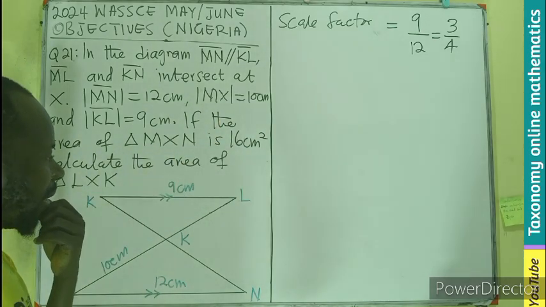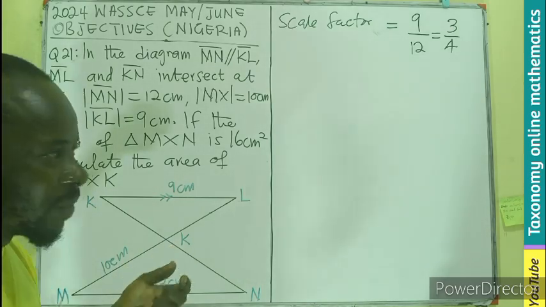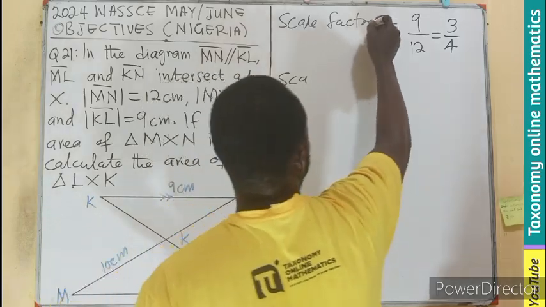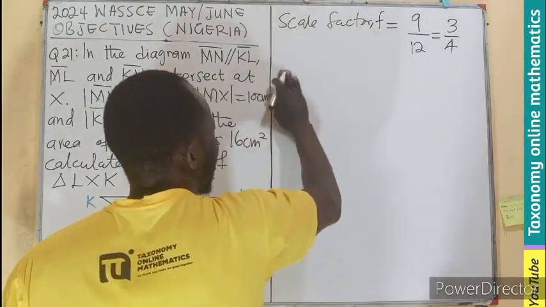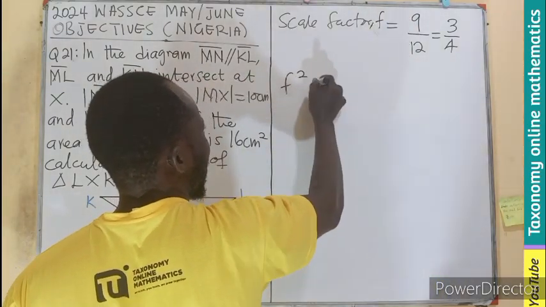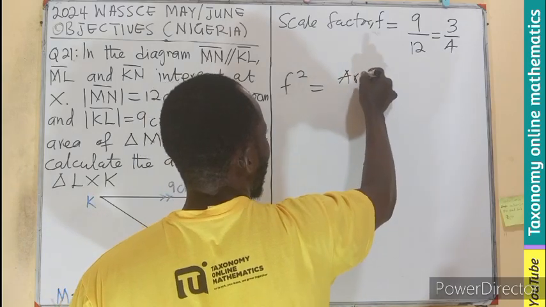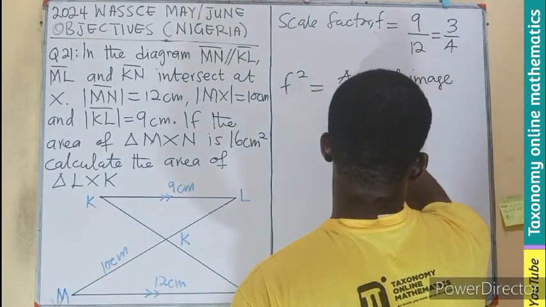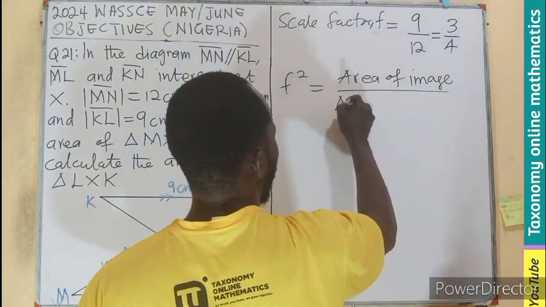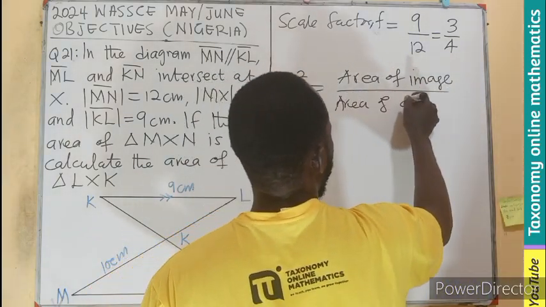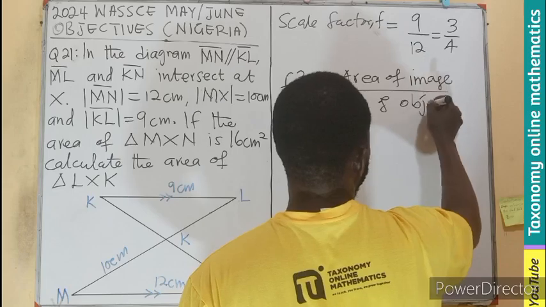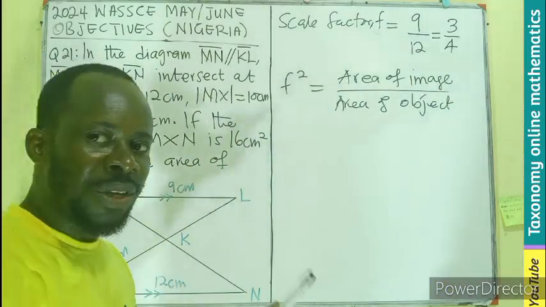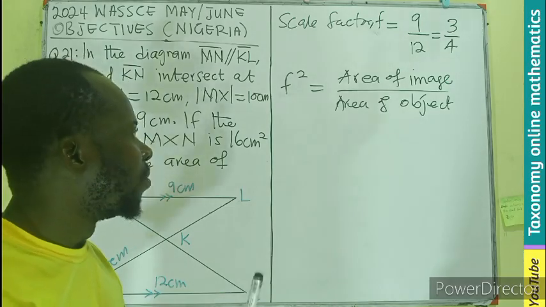Alright. Now here we are concerned about the area. Then we also know that scale factor, that's why I want to use the F there. So the scale factor, which is F squared, equals the area of the image triangle over the area of the original. Let's just say the object. You can use any of the words that you want to: the image triangle, the original triangle, or the object.